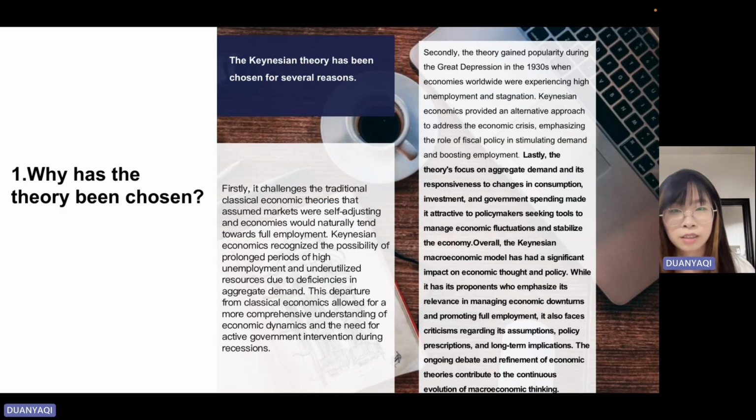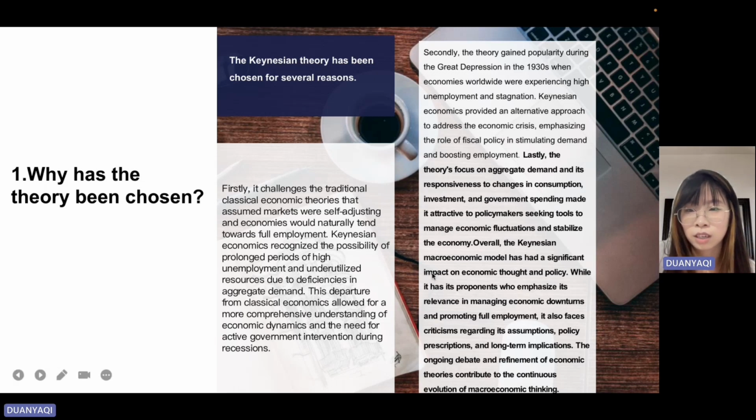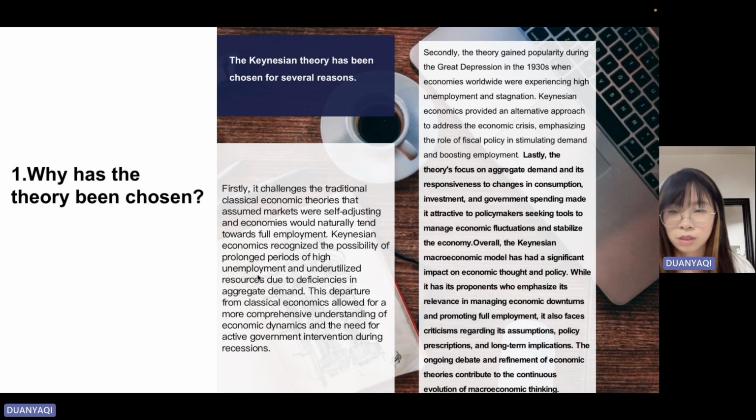The first part: the Keynesian theory has been chosen for several reasons. Firstly, it challenges the traditional classical economic theories that assumed markets were self-adjusting and economies would naturally turn towards full employment. Secondly, the theory gained popularity during the Great Depression in the 1930s, when economies worldwide were experiencing high unemployment and stagnation. And lastly, the theory focused on aggregate demand and its responsiveness to changes in consumption, investment, and government spending, making it attractive to policymakers seeking to manage economic fluctuations and the stability of the economy.